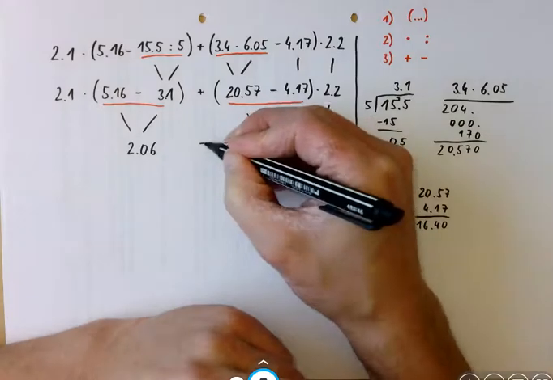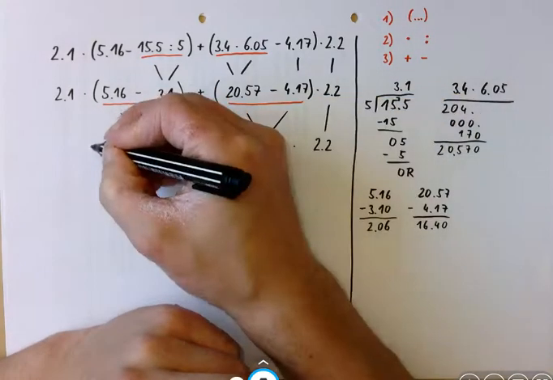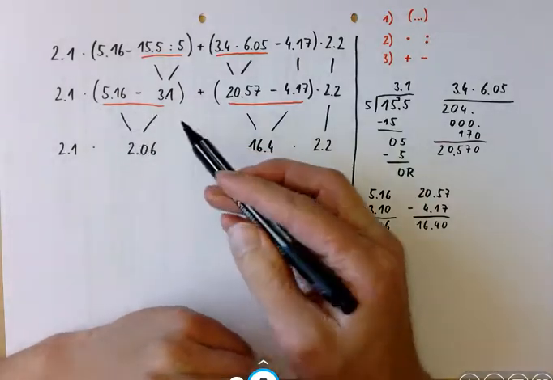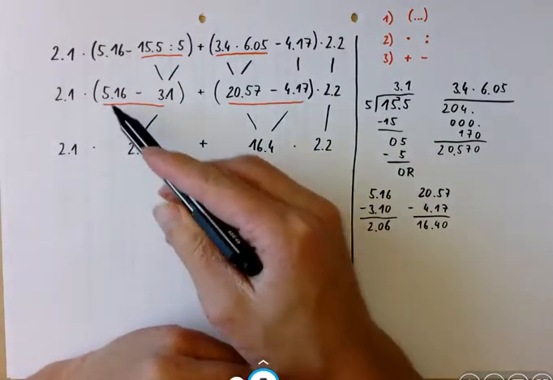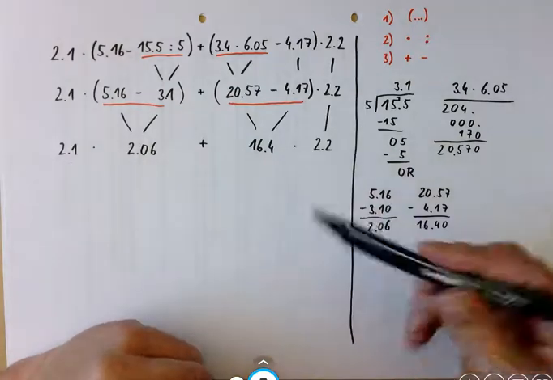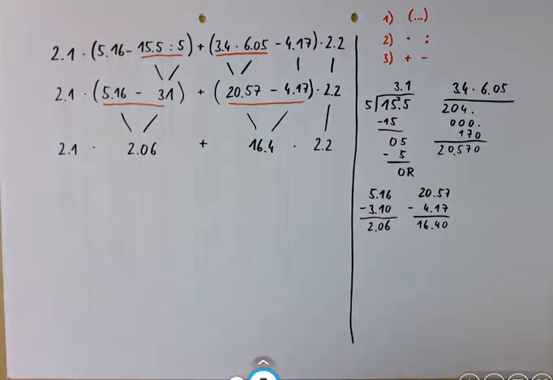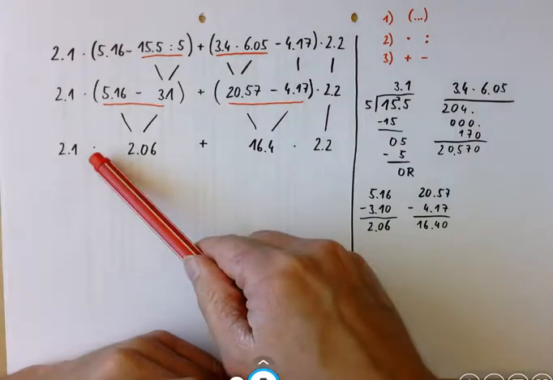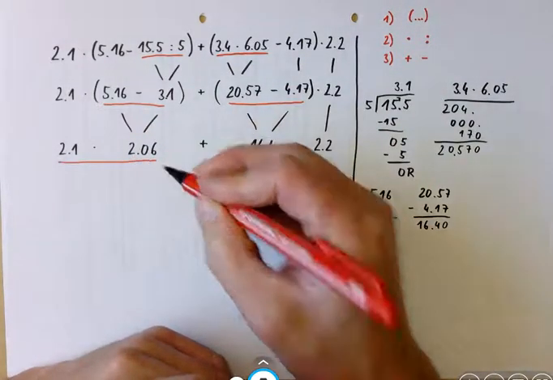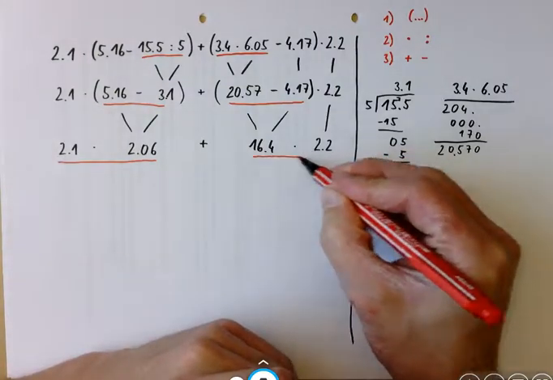We have a plus from here. We have a times 2.1 here. And now the brackets have gone because we evaluated all of the brackets. And now we can go on. Now it's multiplication before addition, so we have to do this multiplication and this multiplication.